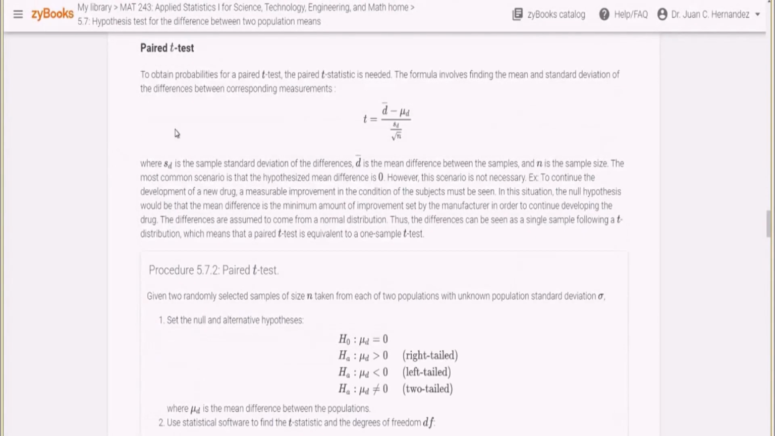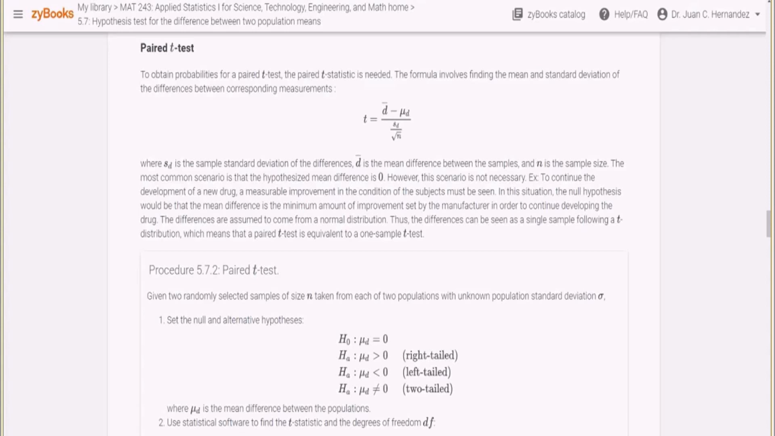So here's the first test, the paired t-test. Just like Professor Wan said, in the paired test, also called the dependent test, a sample is taken from one population which is then exposed to two different treatments.